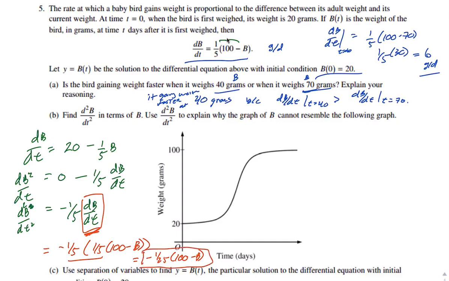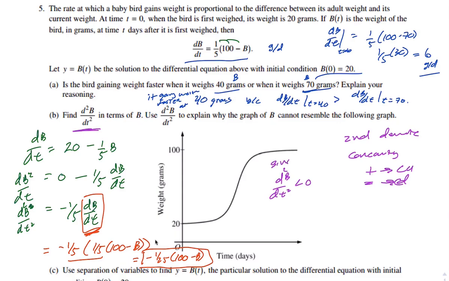Now let's answer this part of the question. Explain why the graph of B cannot resemble the following graph. So keep in mind, we're doing a second derivative. So what does the second derivative tell us? It has to do with concavity. If it's positive, it's concave up. If it's negative, it's concave down. Look at our value here. We have 100 minus B. B at most is going to be what, 70, 80 grams. So this is always going to be positive, times that to be negative. So this is negative. So our second derivative, d²B/dt², is less than 0.